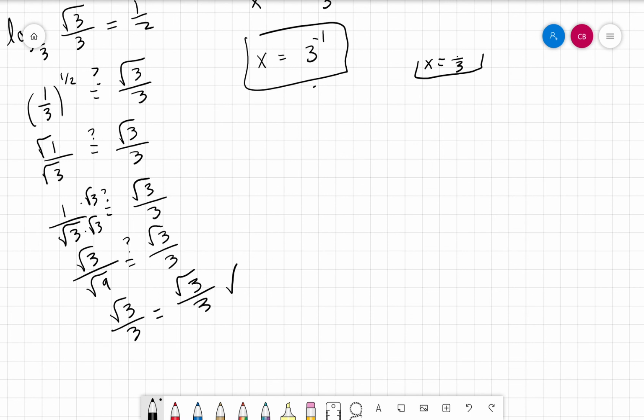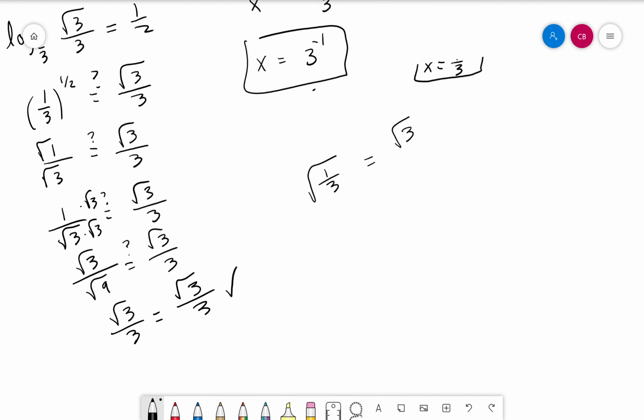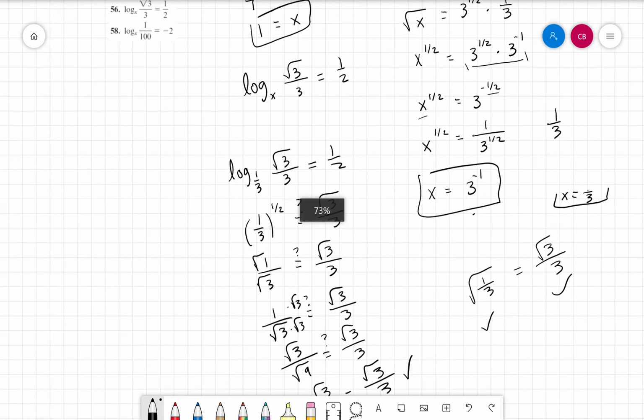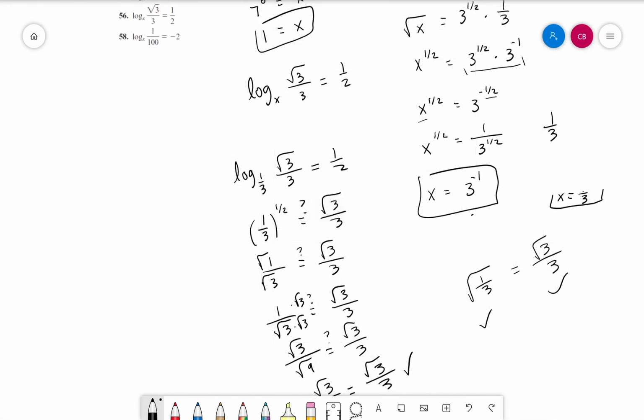If you don't believe it, you can do the square root of 1/3 and then do the square root of 3 over 3 on the calculator. Do them separate. They should equal each other. I hope that helped you guys. That's a more challenging one. It's a little bit difficult for an intermediate class, but I think you guys can handle it.